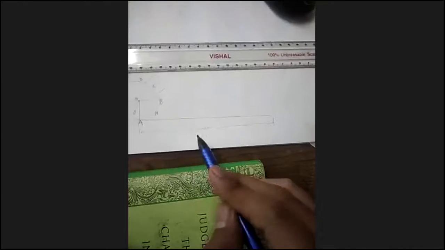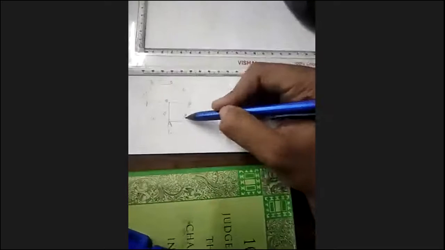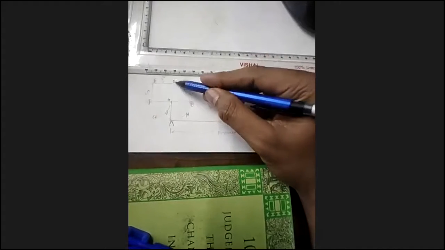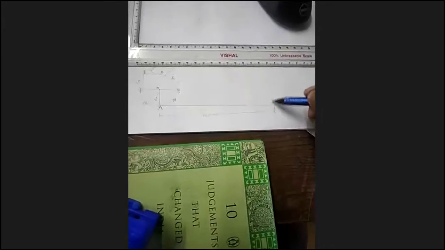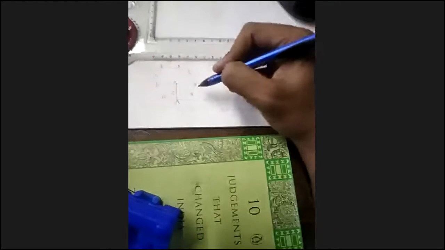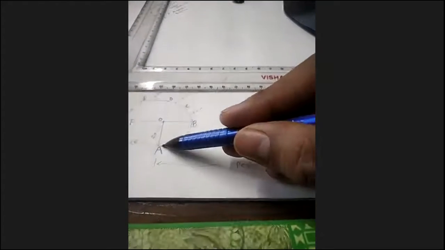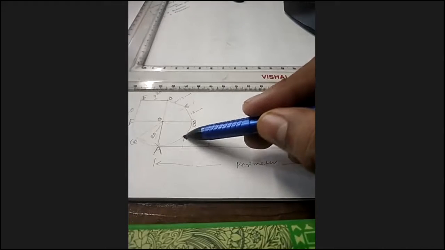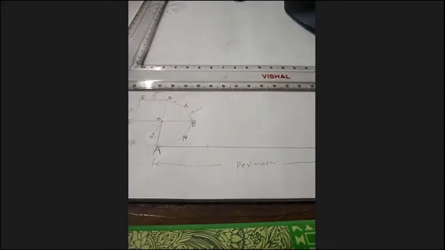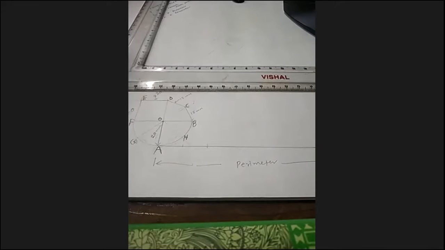This is equal to perimeter. Now we need to mark all these points on this horizontal line. The first point we require to mark is this H. This H is here. So what will be this distance? Anyone having any idea? What will be the distance of this AH? Pi r by 2. Correct. So in that method, what will happen?